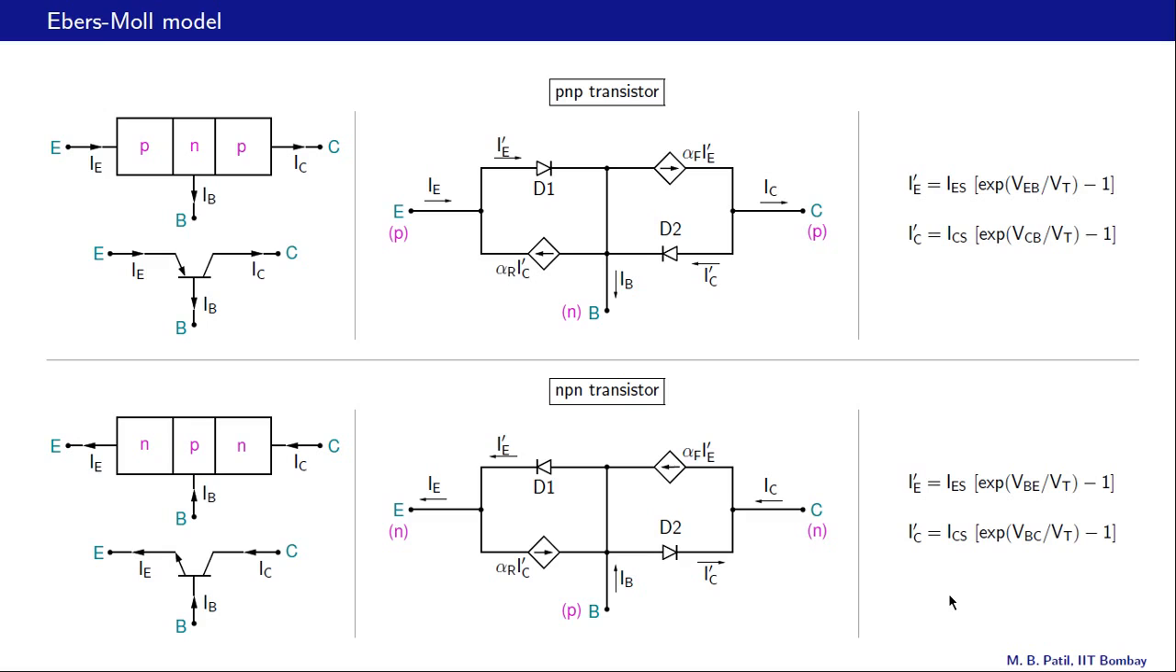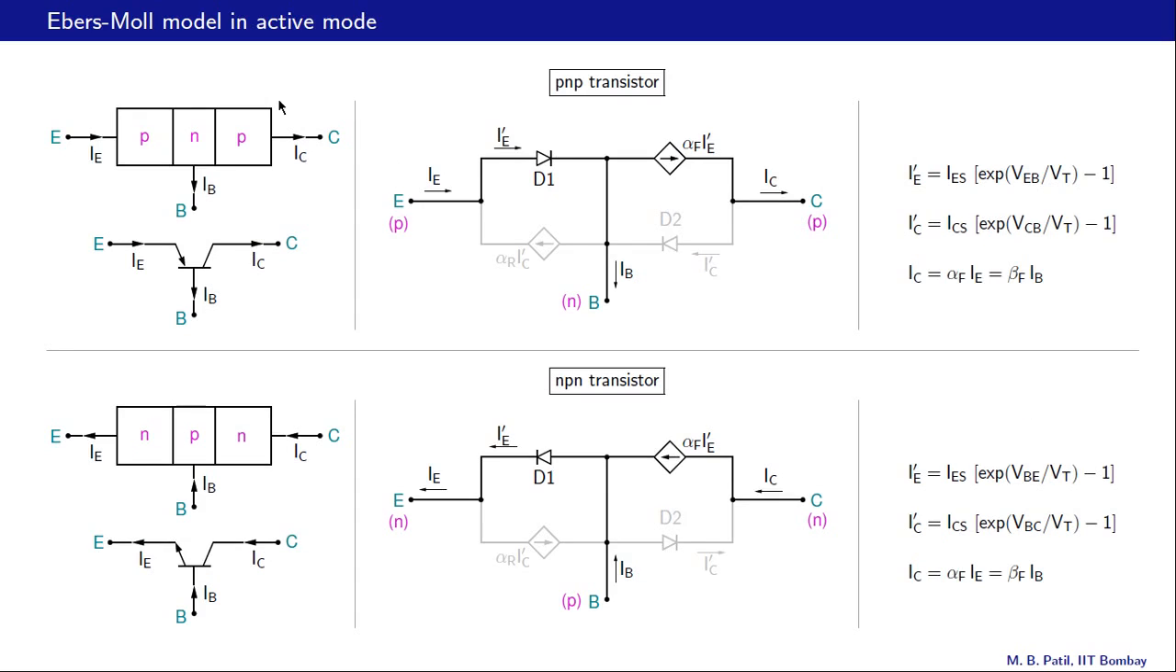We can actually just sit down and draw these models on paper, and that is what this stop sign is saying. So stop watching the video, take a break, take your pen and paper, and draw these Ebers-Moll models for the PNP transistor as well as for the NPN transistor. Once you are finished with that, come back and check if you got everything right, and then we will proceed further.